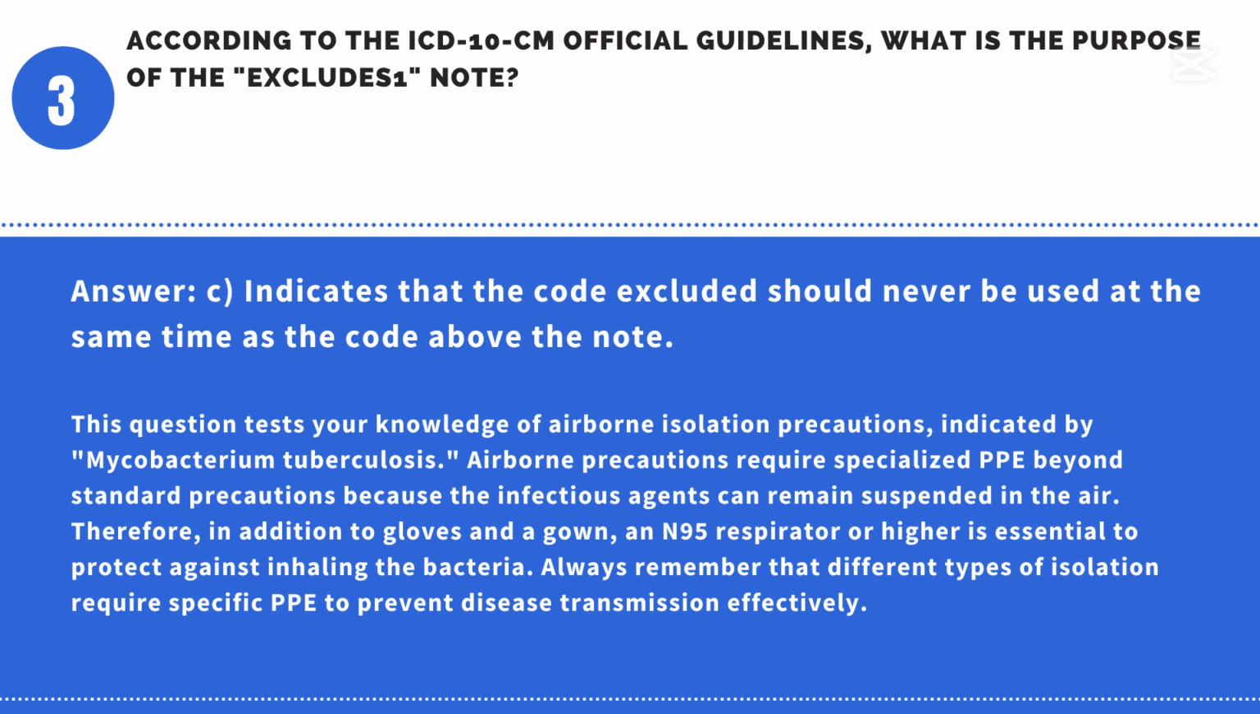Answer: C. Indicates that the code excluded should never be used at the same time as the code above the note. This question asks about the meaning of an excludes one note in the ICD-10-CM tabular list. The excludes one note signifies mutual exclusivity. The two conditions listed cannot occur together in the same patient at the same time. For example, if a code has an excludes one note for a specific symptom, you would code either the condition or the symptom, but not both if the symptom is an integral part of the condition. Think of excludes one as meaning not here or never code these two together.